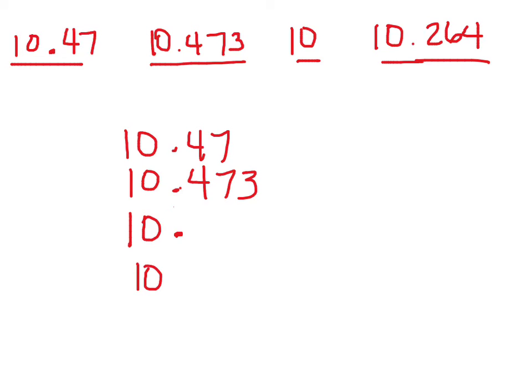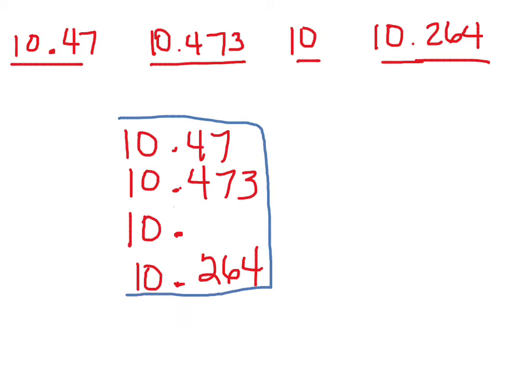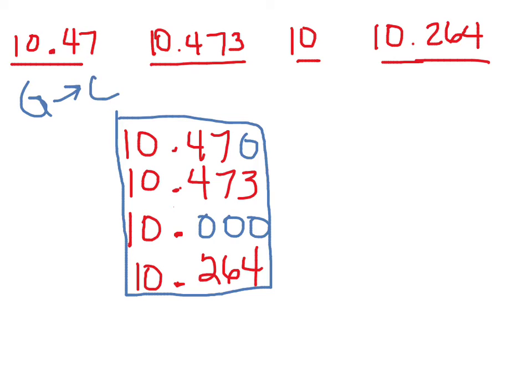And then 10.264. We're going to now draw our box. We're going to fill in our holes. And this one we're going to go greatest to least. So 10, 10, 10, 10. We know that. Decimals are all lined up. 4, 4, 0, or 2. Biggest thing is 4. So there's 2 of them.